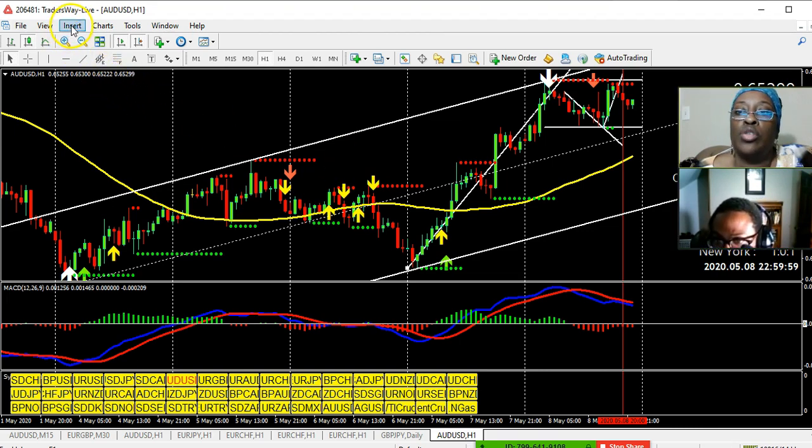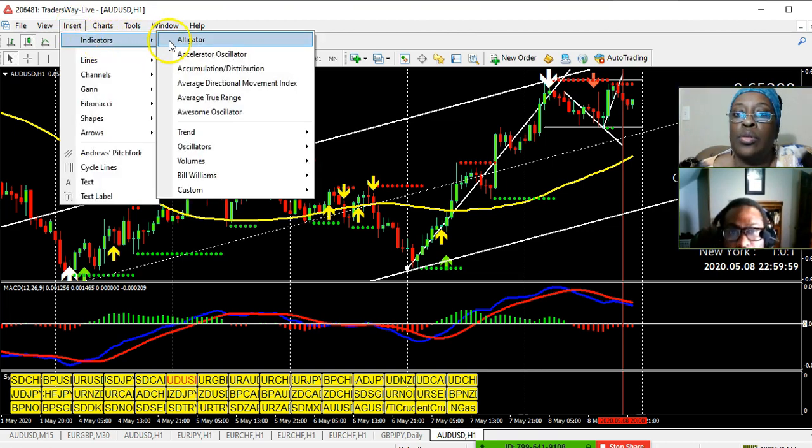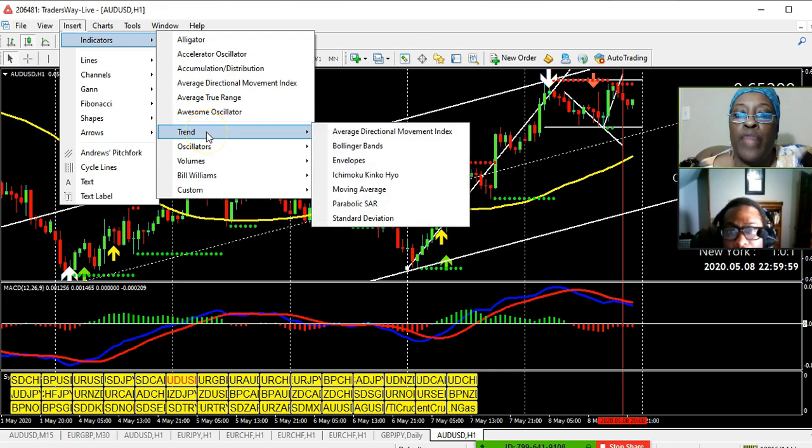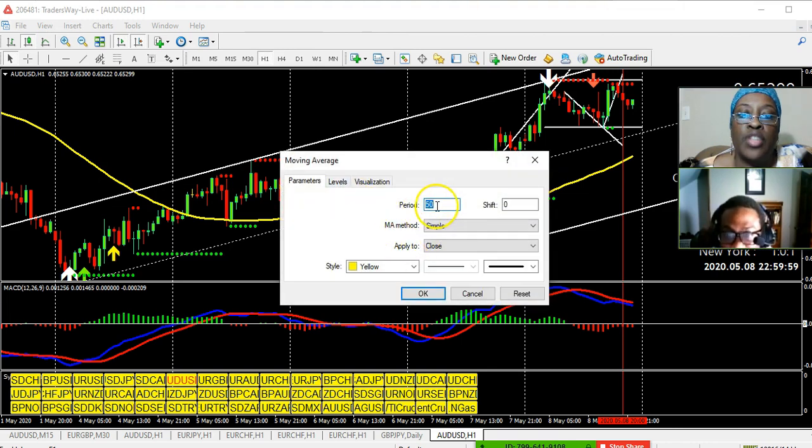So what you want to do is go up to Insert, then Indicators, then Trend, and then Moving Average. Click on that, and then go to parameters. Put your 50 in there, and everything else should be defaulted. Where does it say period? Got it, 50. And you can color code your 50 whatever you want.